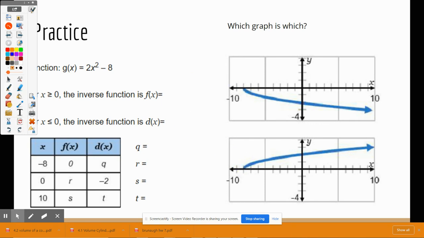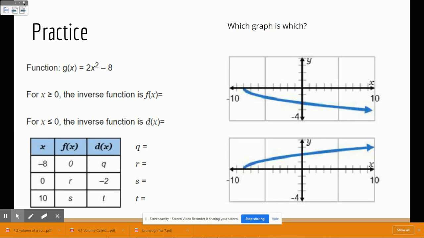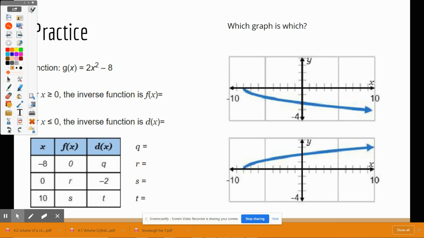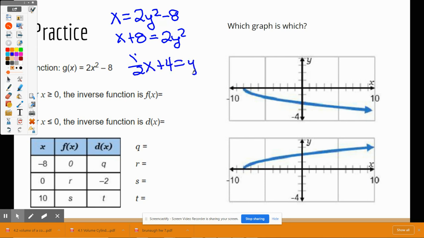Let's find some values. Oh, sad, I deleted my equations. Well, I might as well just do it because it was kind of messy anyway. X equals 2y squared minus 8. What did we say? X plus 8 is 2y squared. 1/2, I said x plus 4 is y squared. Okay, so this is the square root of 1/2 x plus 4, and this is the negative square root of 1/2 x plus 4.